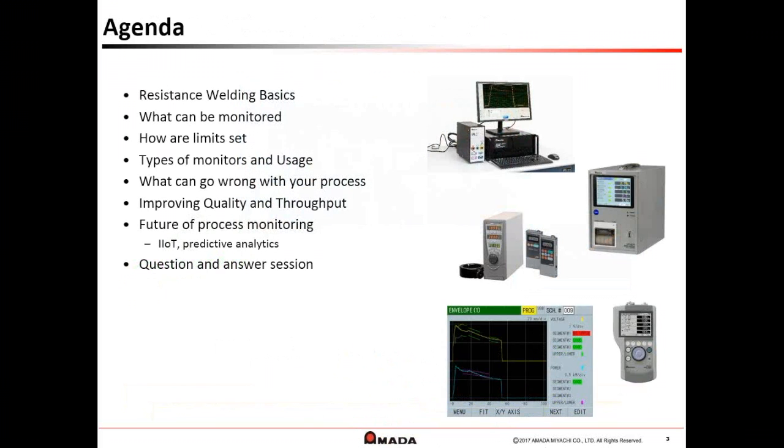process. So during the course of the next 45 minutes, we'll be covering some resistance weld basics in relation to monitoring itself. We'll look at what can be monitored, how we set limits, the types of monitors that are out there and how they're actually used in a production environment. And then what can go wrong and how do we capture that with the monitor itself. We'll have a brief summary of that initial section about how you're improving quality and throughput. And then the last 10 to 15 minutes or so, we'll look at what we view as the future of process monitoring. And then at the very end, we'll finish up with a question and answer session.